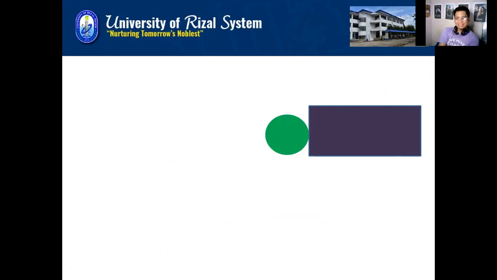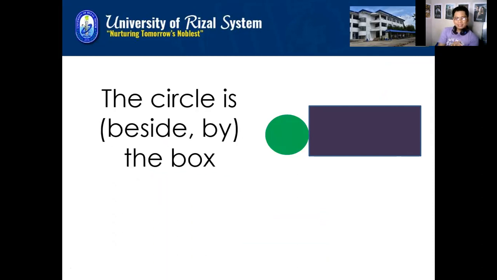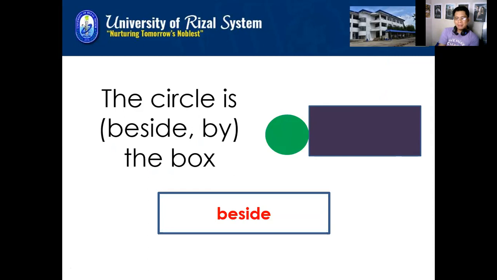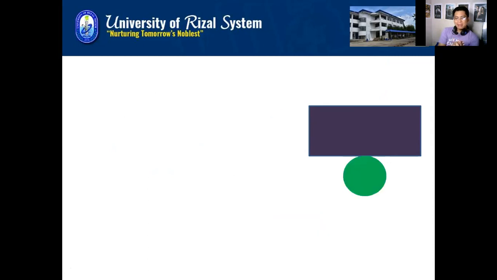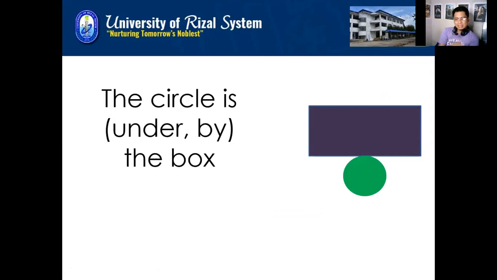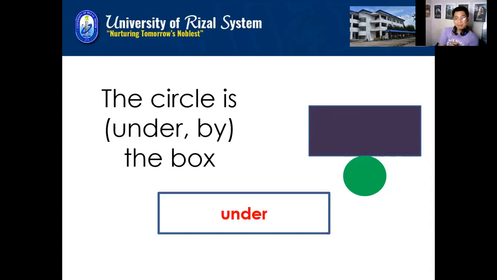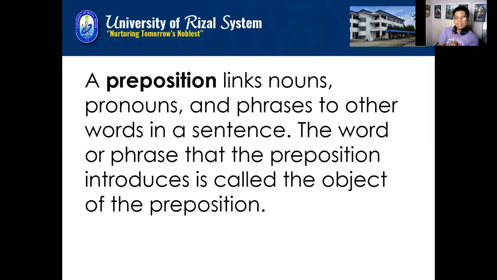Then we have this one. Looks like a human. The circle is beside or by the box. Okay, the answer is beside the box. Next we have another example. The circle is under or by the box. Okay, so it's under the box. For sure some of you are confused on which one to use, in, on, et cetera.